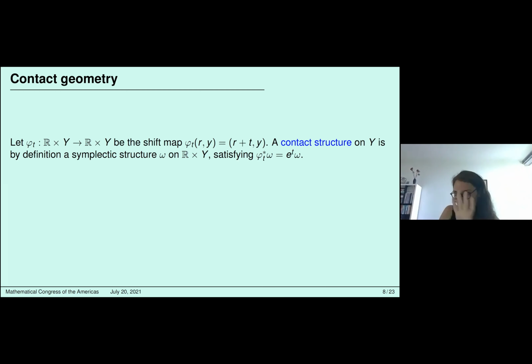The way I'm going to principally talk about it here is: if I have any manifold Y, an odd dimensional manifold, then of course I can take R times Y and talk about the shifting action. Now I can talk about a symplectic structure on that which is equivariant with respect to that action. Instead of being literally invariant, I want it to be exponentially expanding with respect to this. The reason for this is that it gives a good notion of convexity.